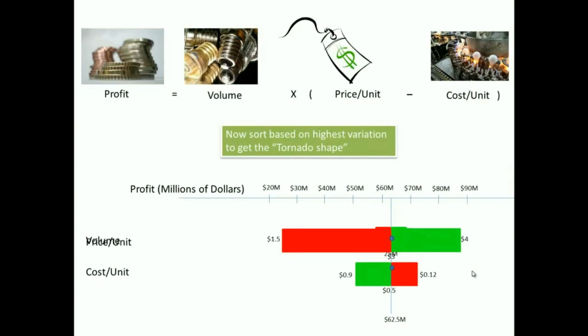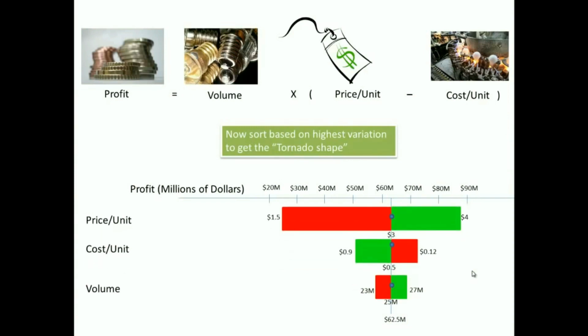So now we'll sort this based on the highest variation being on top, and we get the tornado shape. That's what gives us the tornado diagram.